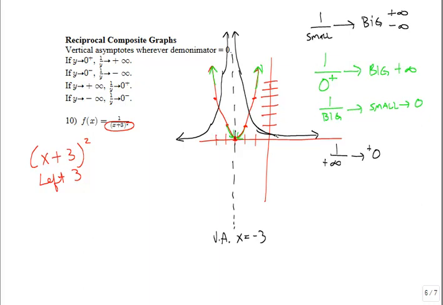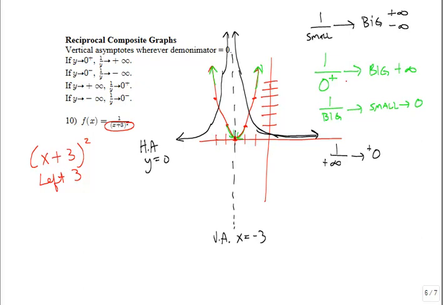So here's what the graph of 1 over (x plus 3) squared looks like. Just a nice rational function, vertical asymptote at -3, going up to infinity on either side of the asymptote, and it turns out to have a horizontal asymptote at y equals 0.